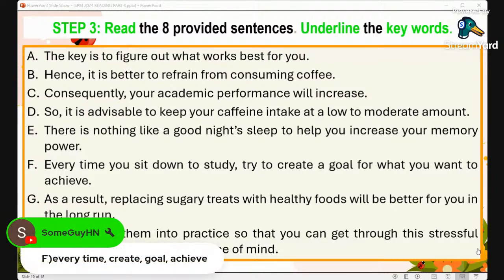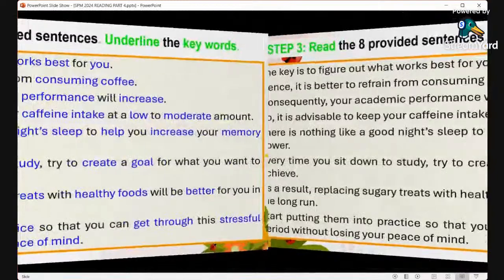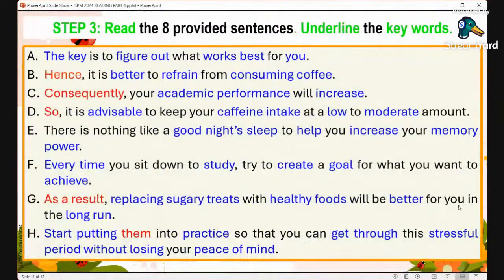And then for F, every time, create, goal, achieve. Okay. Let's see what I have done. You can see there are two different colors, because the red ones are linkers or reference pronouns that actually give us clues on what it would be. The blue ones are just keywords that would help me remember the information in the sentence.